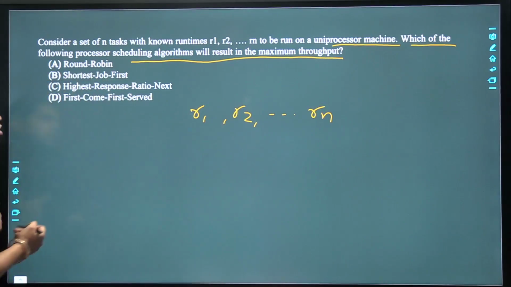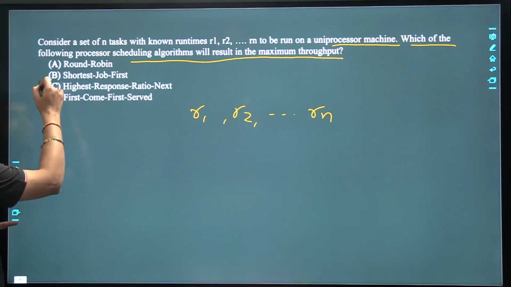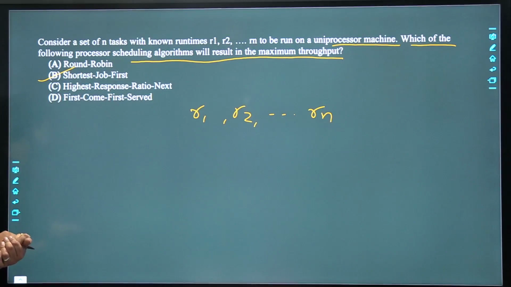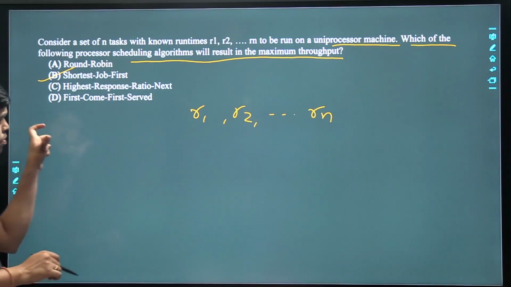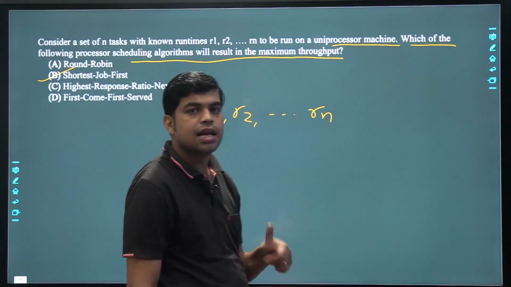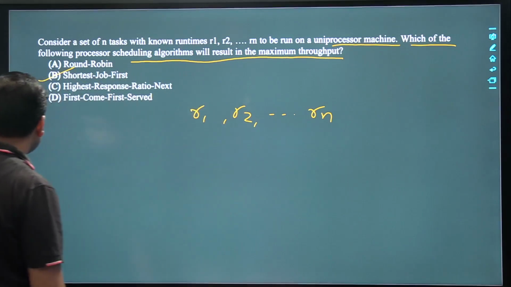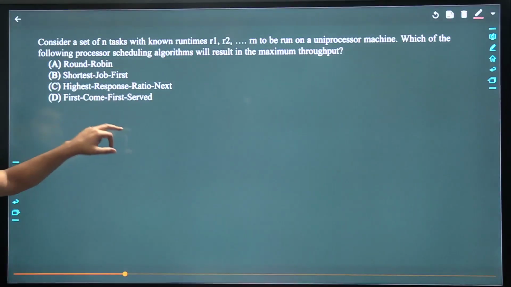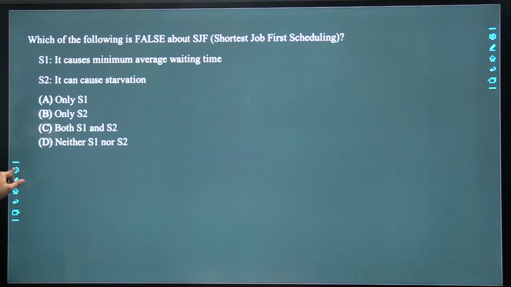SJF always gives the best result. So maximum throughput is generated by SJF, that is shortest job first. Got it? So the maximum result is generated by this, SJF. So B is the right answer. Among all, SJF is considered the best.